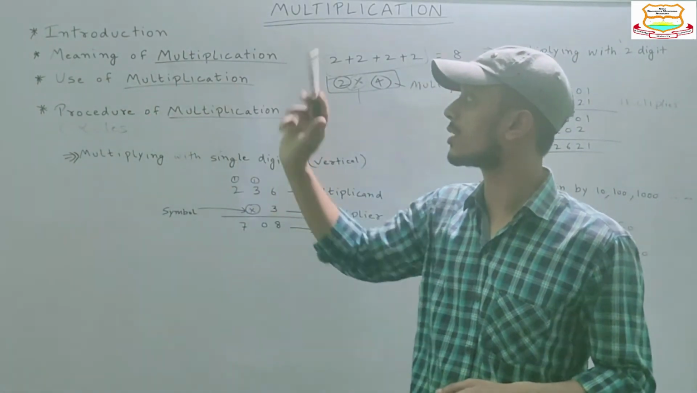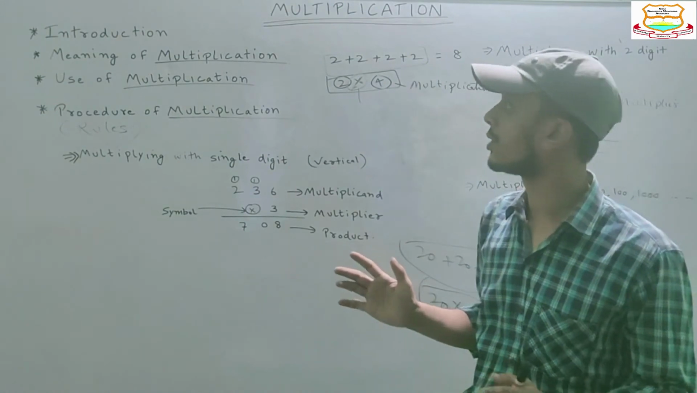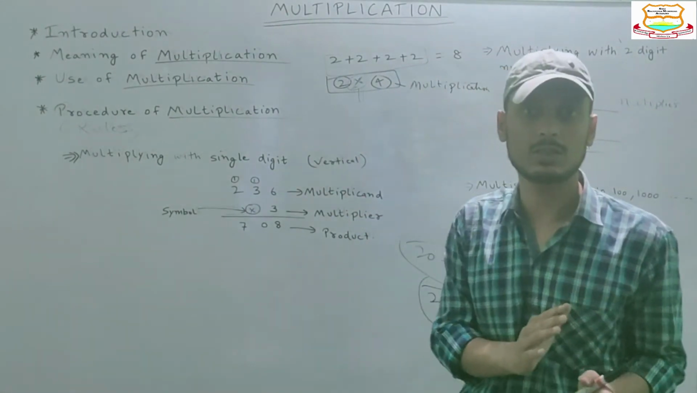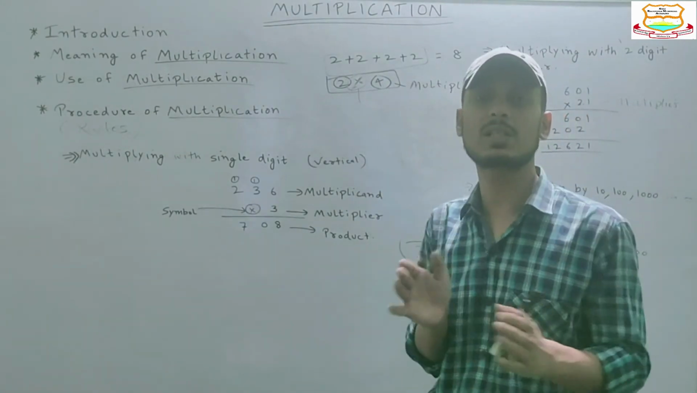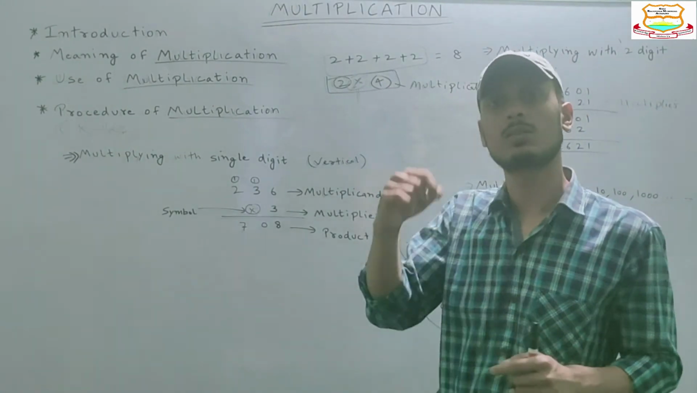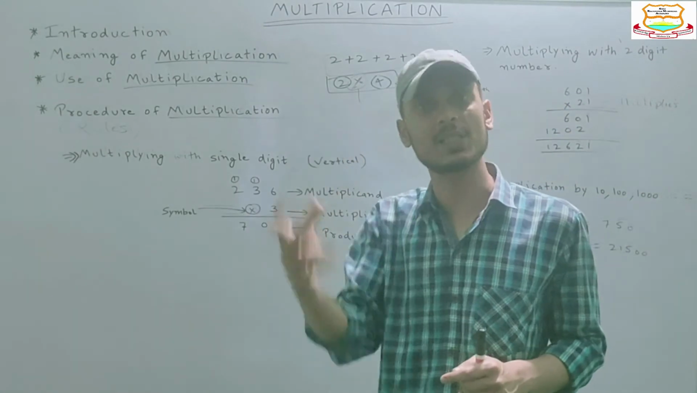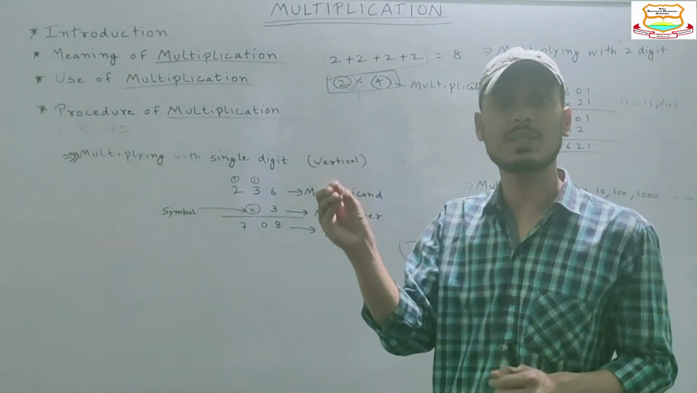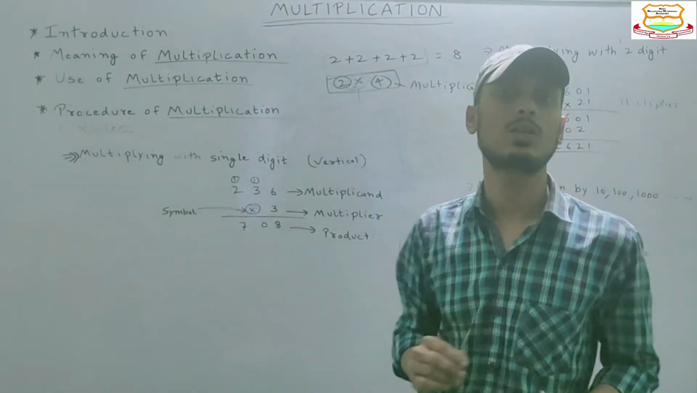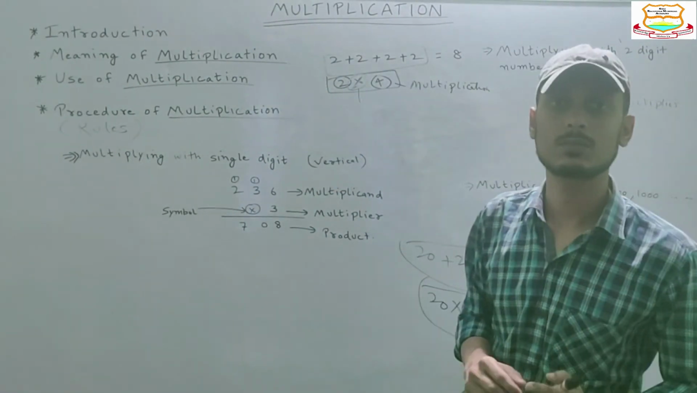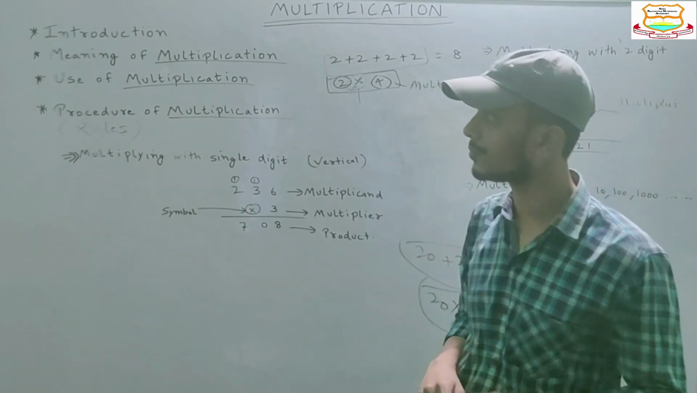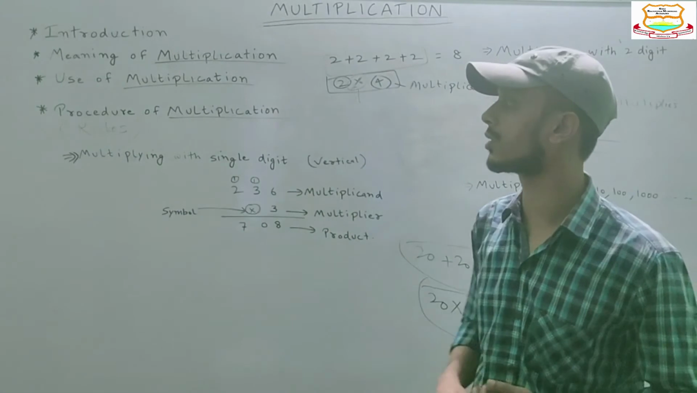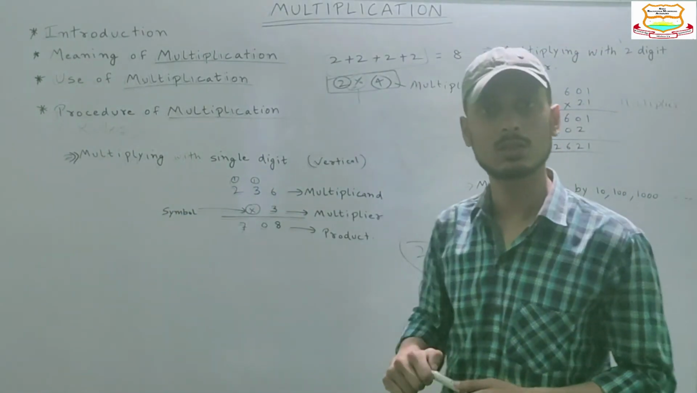So, the meaning of multiplication: we saw that multiplication means repeated addition. It is a special case of addition. We can say multiplication is one type of addition. Which type? Addition of the same numbers, or repeated addition. Got it? Okay. Then we saw the procedure of multiplication, meaning what the rules are.